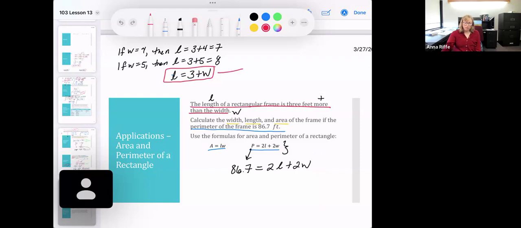But I think we can do that using this equation we came up with above. I think we can substitute 3 plus W for L. So this becomes 86.7 on the left is equal to 2 times (3 plus W), plug that in for L, plus 2W. Now I don't have L in the equation anymore. I just have W. So whenever I only have one variable in the equation, I can proceed with solving that equation, which I will do now.